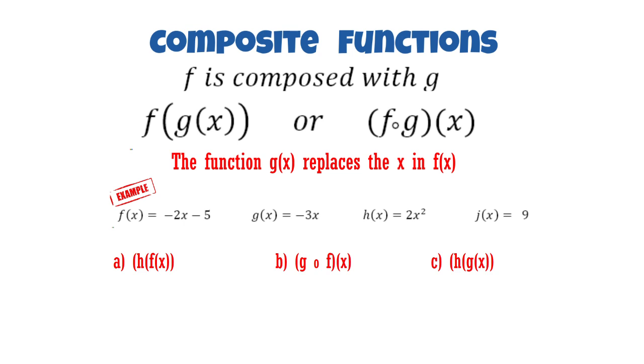Given us some functions here, they should start to look familiar, kind of using the same ones over and over. To do h of f of x, what that means is you're going to do f of x first, and you're going to plug it into the h function. So I'm taking this f of x right here, and I'm putting it in for x in the h function right there. It's going to become 2, and then instead of an x, it's going to be a negative 2x minus 5 squared.